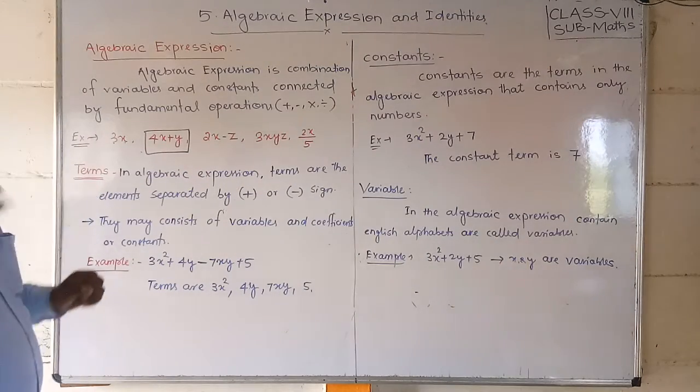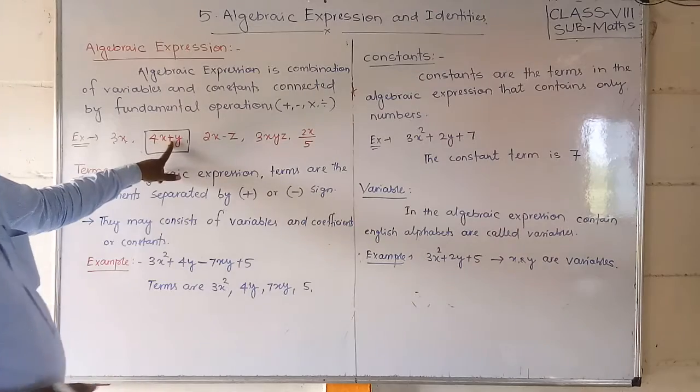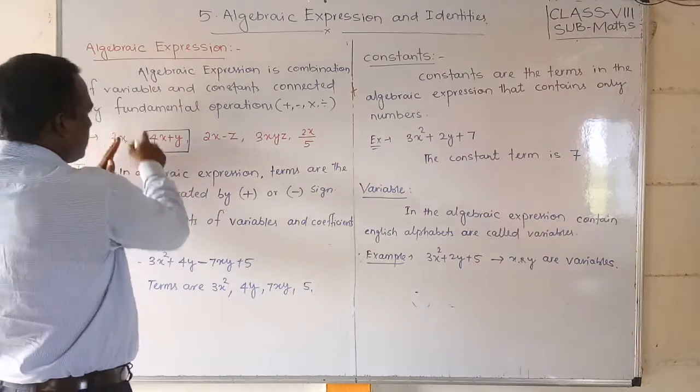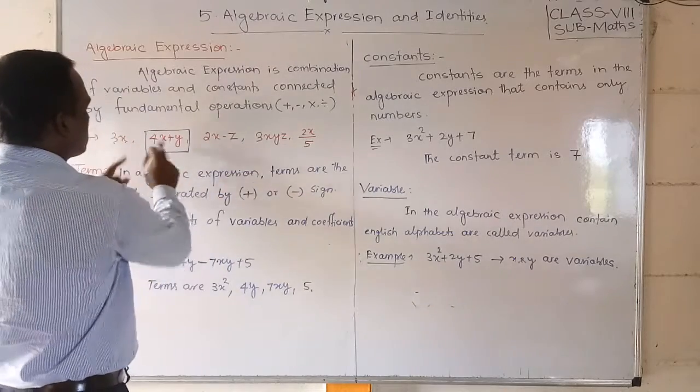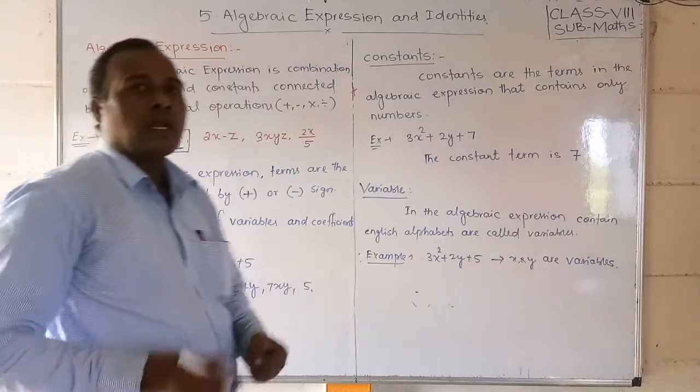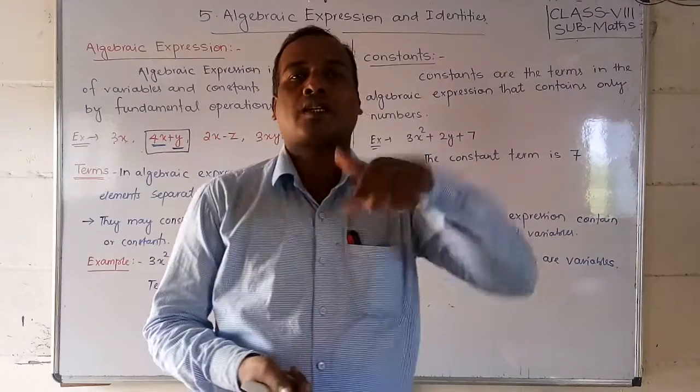How many plus signs are there? Here only one plus sign is there. That means the plus sign in an algebraic expression separates two terms. This is one term, this is one term. That means how many pluses are there? One more term than the number of pluses.